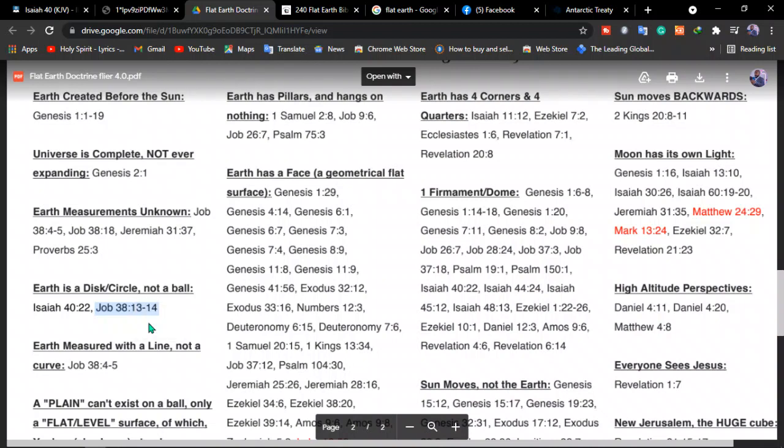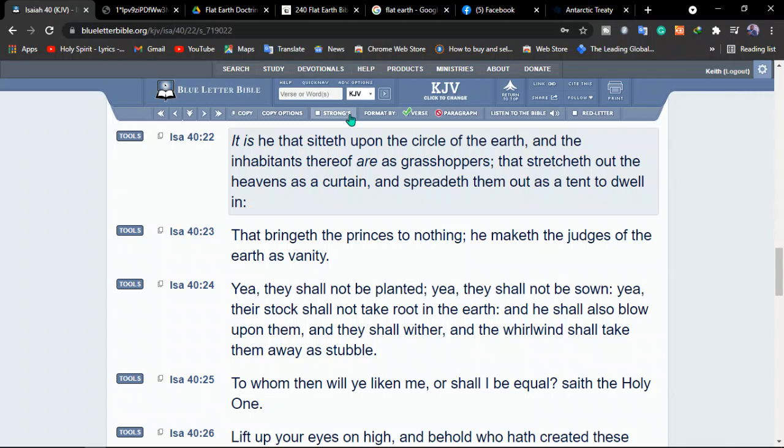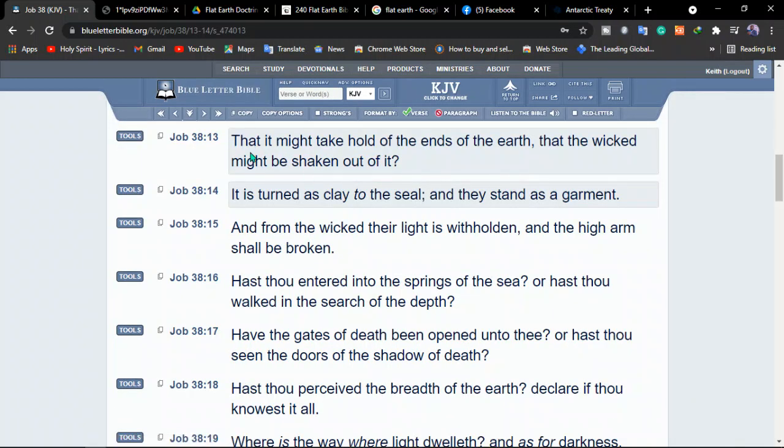Let's keep on checking Job 38:13-14. All right. Look at this. That it might take hold of the ends of the earth, that the wicked might be shaken out of it. It is turned as clay to the seal, and they stand as a garment. You see? The world stands like a garment, like I've shown you in that shape, that may take hold of the ends of the earth, that the wicked might be shaken out of it.